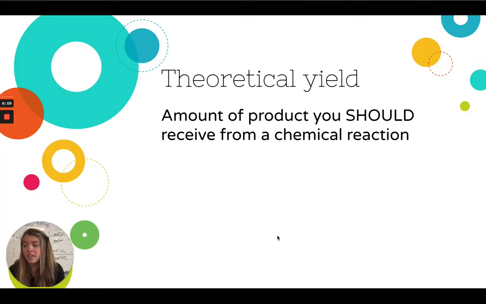Next, we're going to talk about a theoretical yield. A theoretical yield is the amount of product you should receive from a chemical reaction. I know you guys are online students, so you haven't been doing a lot of labs, but when you do anything in life, generally you expect to get a certain outcome. Let's say you're baking cookies, you expect the recipe to make 12 cookies, but the recipe only makes 10. Your theoretical yield there would be 12 because you're expecting to make 12 cookies from the recipe. Okay, your theoretical yield is what you should be making.